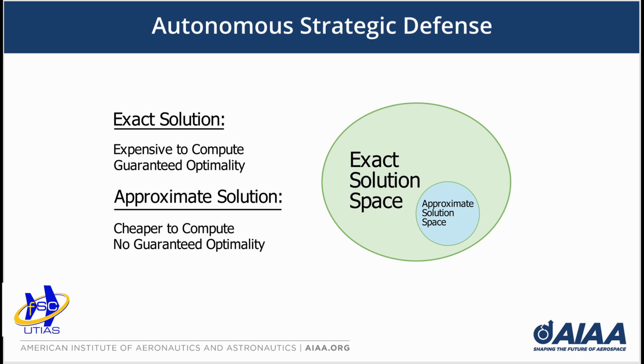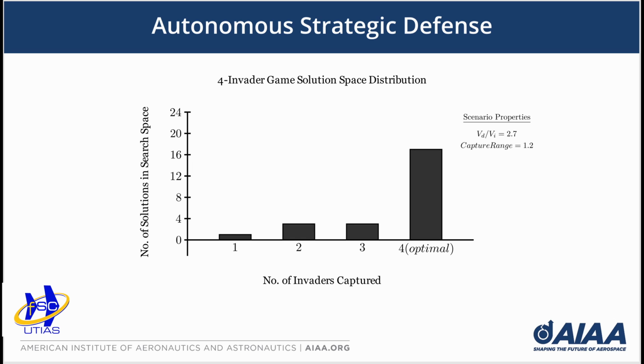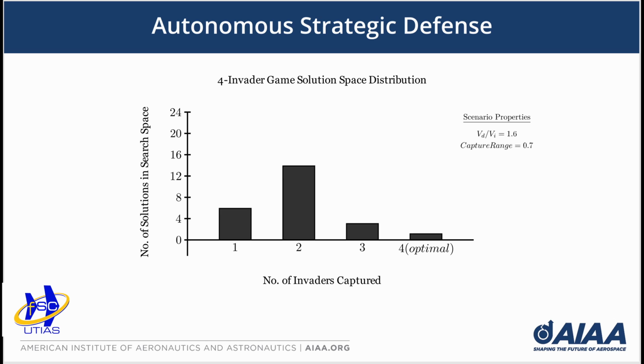However, we see that in the exact solution, there are some cases where there are many capture orders that optimize the defense. In other cases, when a defender is more evenly matched, there may only be one or two optimal capture orders out of hundreds or thousands of options. When there are many optimal capture order options, it is much more likely that an approximate solution will yield a result that is also optimal.